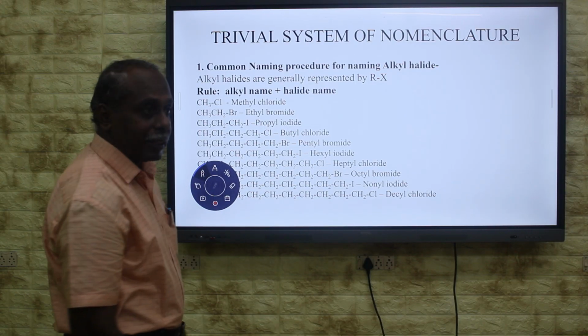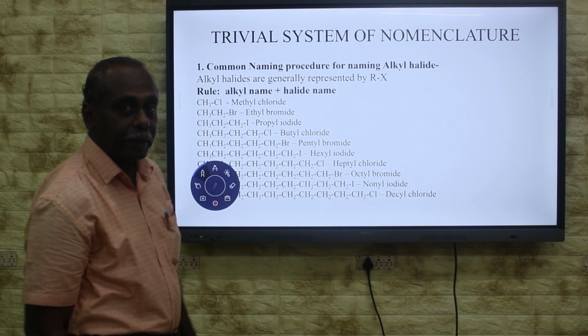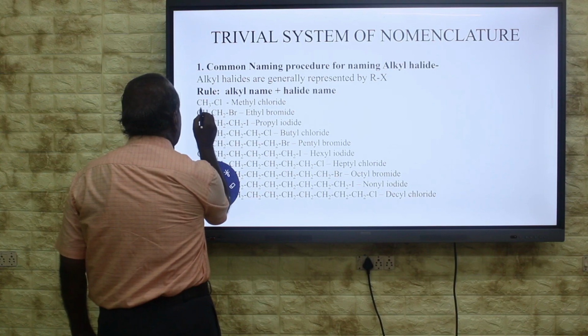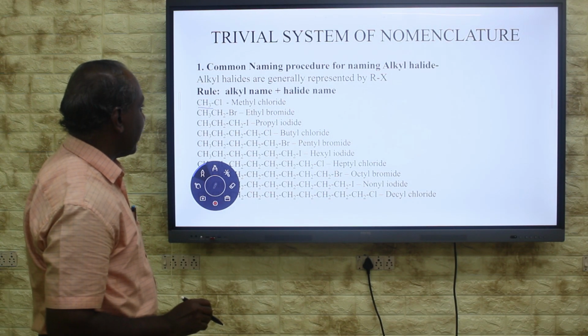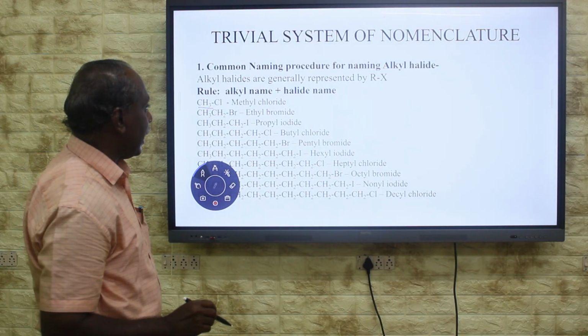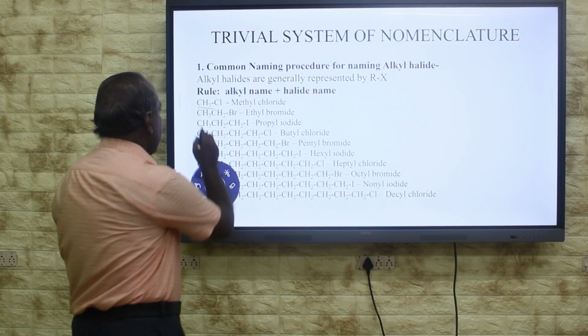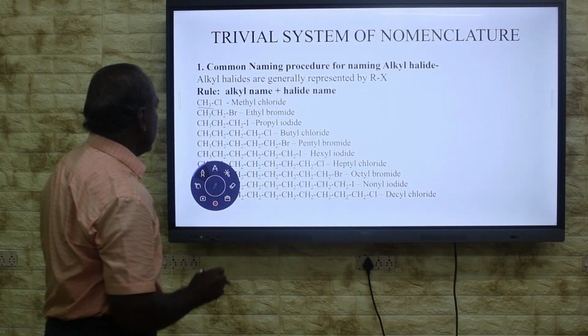In the last class itself, we learned what an alkyl is. Alkane minus hydrogen gives the alkyl group. Here in methane, we remove one hydrogen and get the methyl group. The methyl group is connected with Cl, the halide, and we get methyl chloride. Alkyl name plus halide name, chloride: methyl chloride.